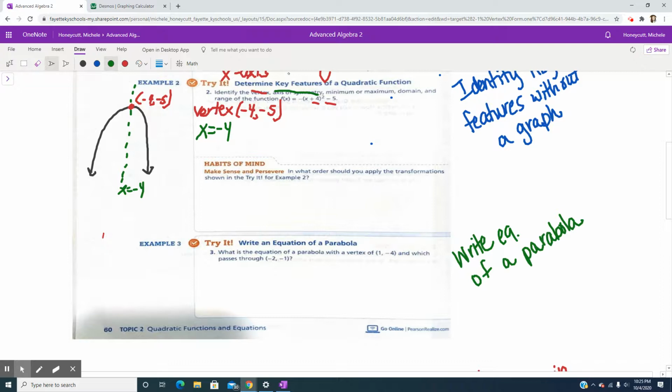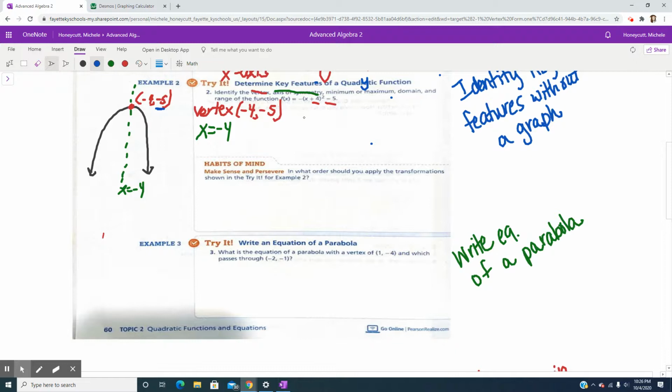Minimum or maximum. Now the minimum or maximum will happen at the vertex, but your minimum or your maximum value, those are y values. And so your parabola will only have one or the other. It will have a minimum or a maximum. That would be the highest or the lowest point. Now my parabola opens down and it keeps extending down forever and ever. So there's no minimum. But there is a maximum point. It's at the vertex. But I only give the y value. So I would say that negative 5 is my maximum value.